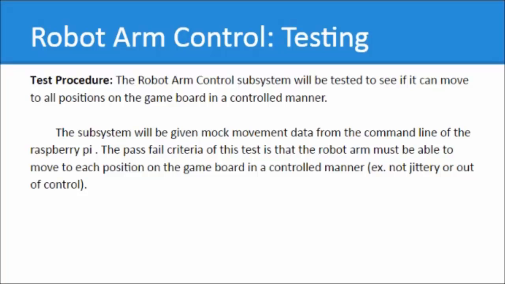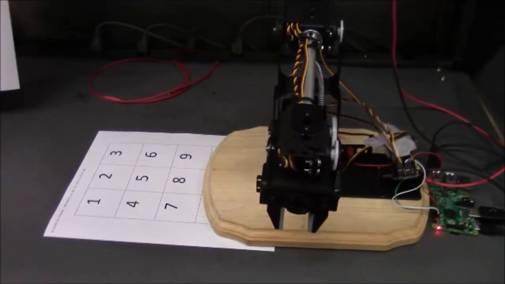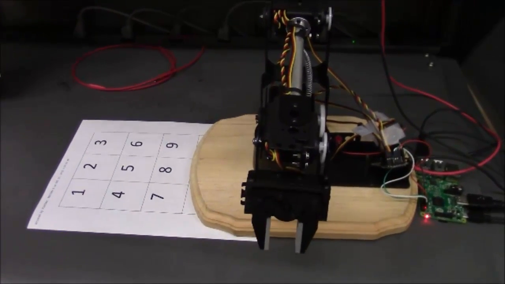The importance of this test is to prove that the robot arm can actually move to any position on the game board. The smooth motion requirement will limit possible mistakes such as dropping the game piece and will make the robot look more professional. This is the arm control system functioning during its test.